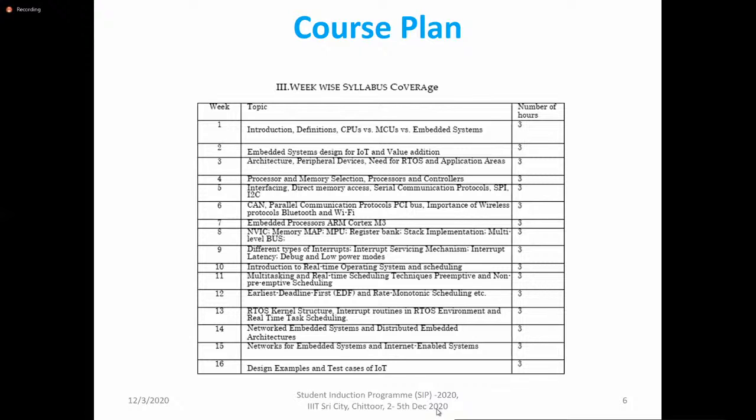After you see the course plan, you can also have in the course plans the week-wise division of each and every topic. Let's say in week one, what will you be taught? In week one, maybe two lecture hours and one tutorial hour, you will be taught introduction, definition, CPU versus MCU, embedded systems, and that. You may have 16 weeks, or 13 weeks, or 12 weeks. This is just an example, it doesn't mean that 16 weeks will be there. You may have 12 weeks, you may have 11 weeks, so it depends. So week-wise syllabus coverage will be given.